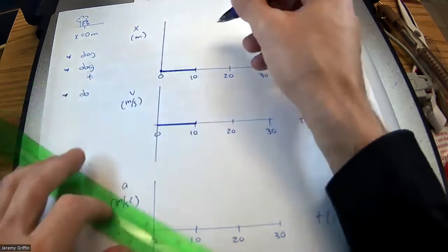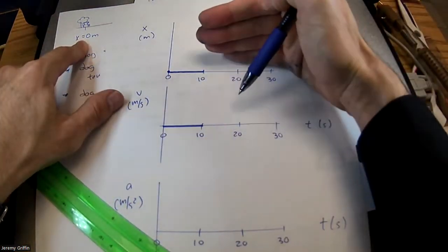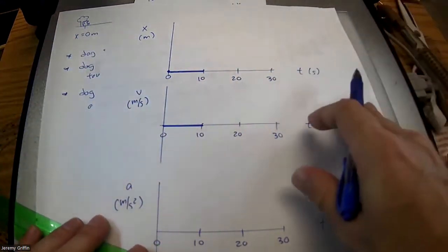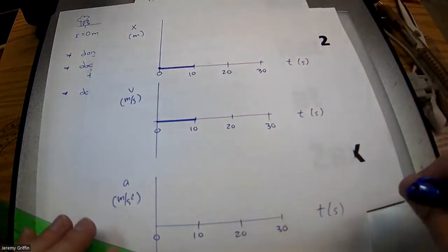If I define this as position like 5 meters, then wouldn't this line just be shifted up to the 5 meter mark? But it would still be flat, wouldn't it? Because your position is not changing. Time is ticking, tick, tick, tick, but the position of the dog is not changing, right?